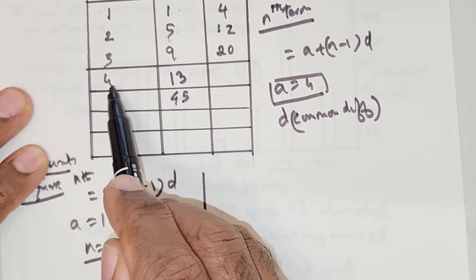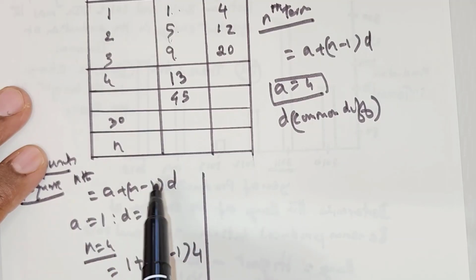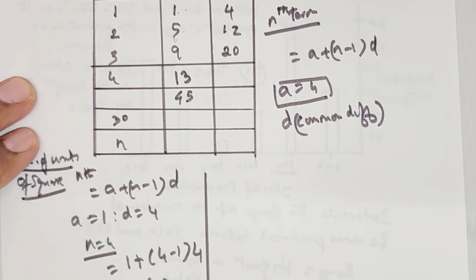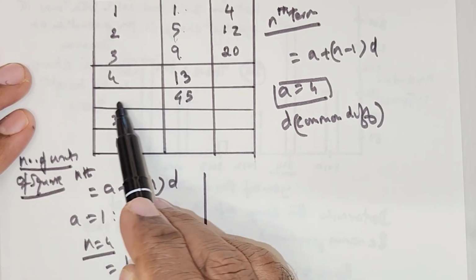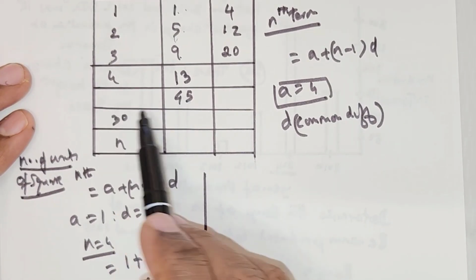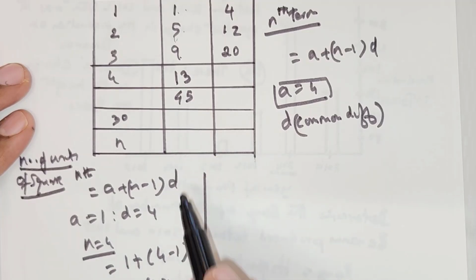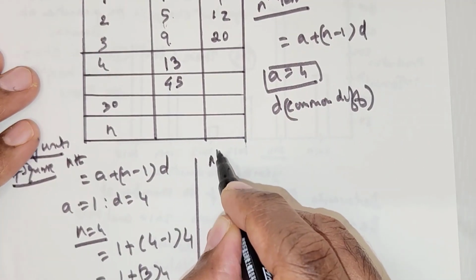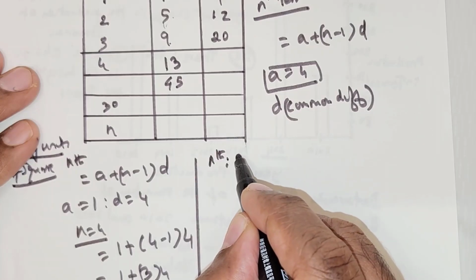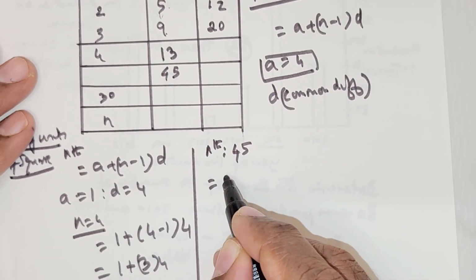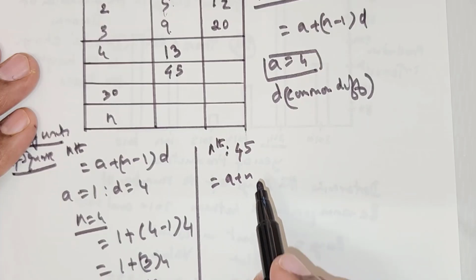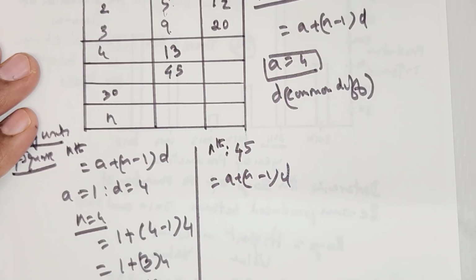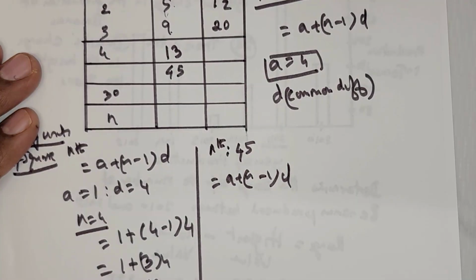Now if you observe here, I took the value to be as n is equal to 4 in this case, isn't it? But in this case, we do not have a value. We need to get the value, but we've been given the term. So I'm writing the term here. So the nth term is 45. So write in the formula a plus n minus 1 into d. So this is the formula you need to write.